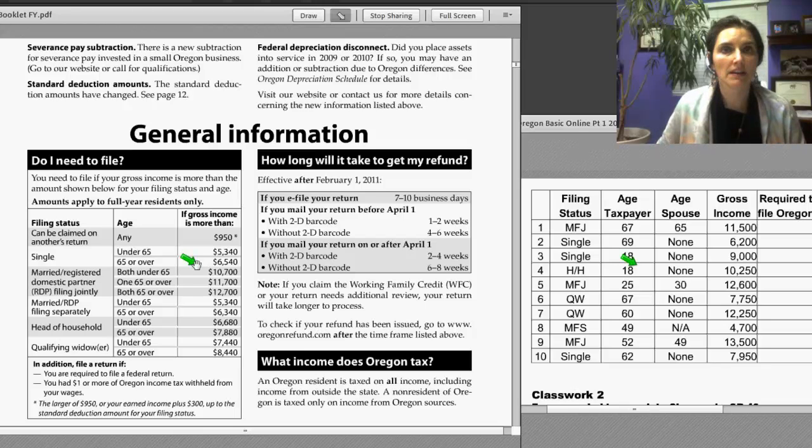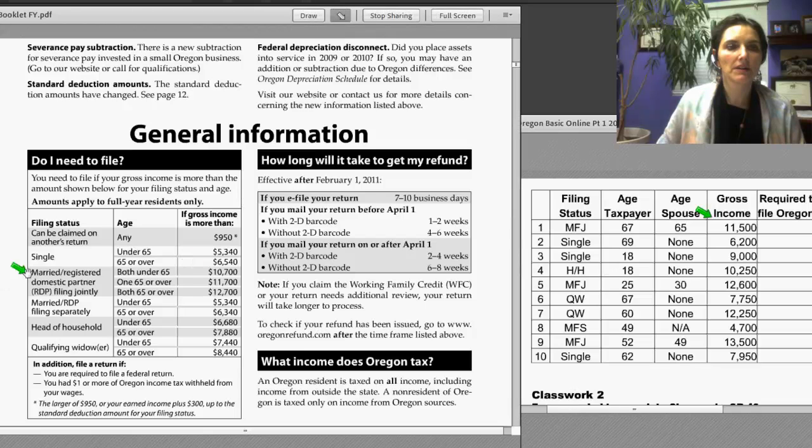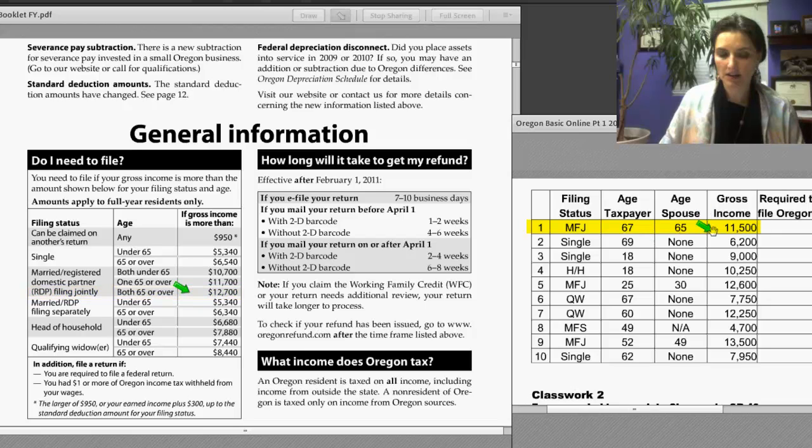We look over to the first question in our problem, and we have a filing status of married filing joint. One taxpayer is age 67, one is age 65, and the gross income is $11,500. So we're going to go over to the married or registered domestic partner filing jointly. Both are age 65 or older. The income amount is $12,700. That is a greater number than the amount we're showing for gross income. So for question number 1, the answer is no, not required to file an Oregon return.